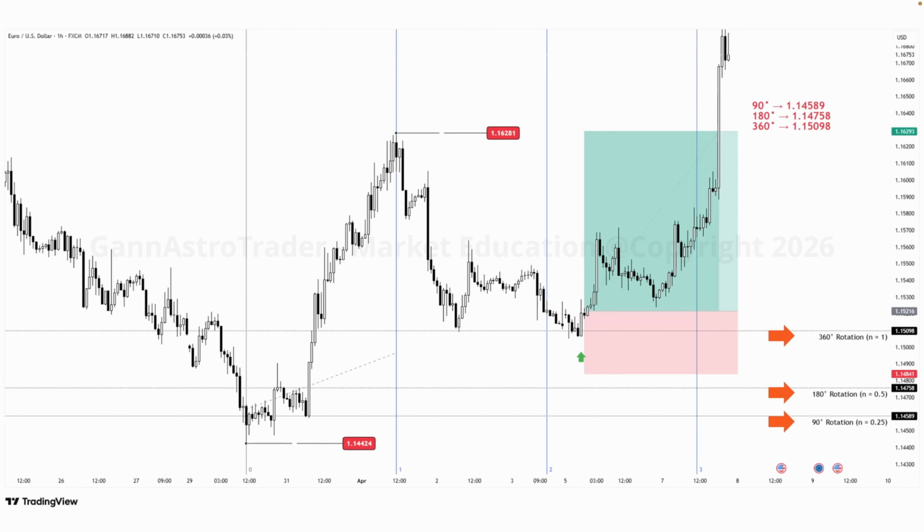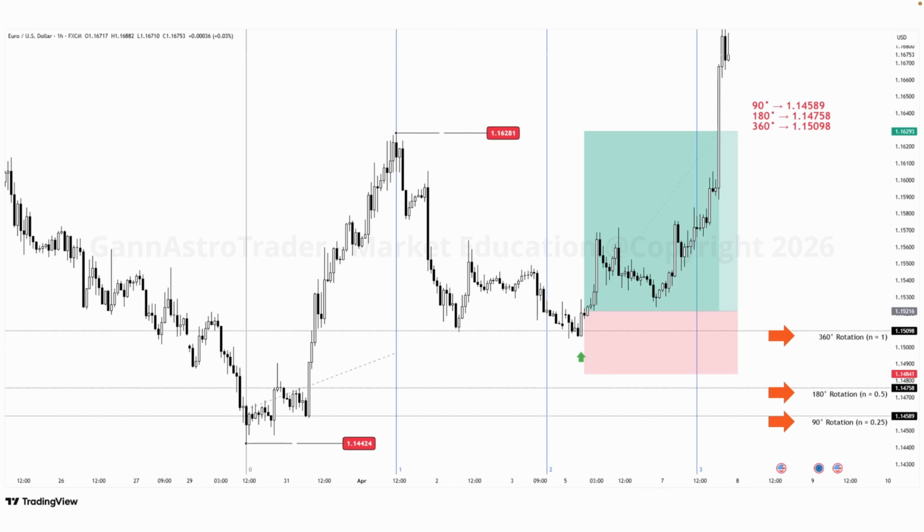These calculated levels are plotted on the chart as horizontal zones. As price moves upward, we observe how it interacts with these levels. In this case, price respects these rotations, using them as support before continuing higher, confirming that the structure is holding.